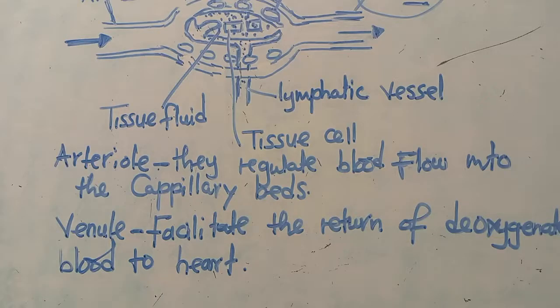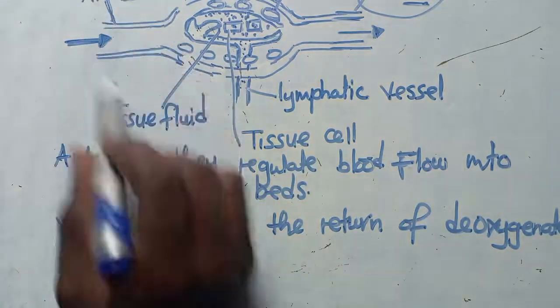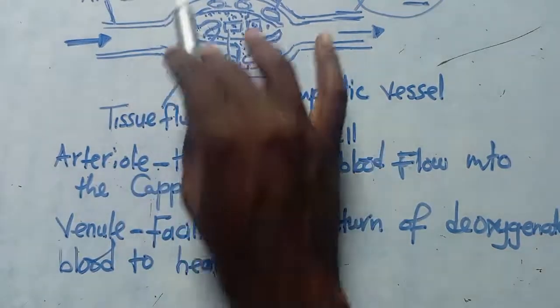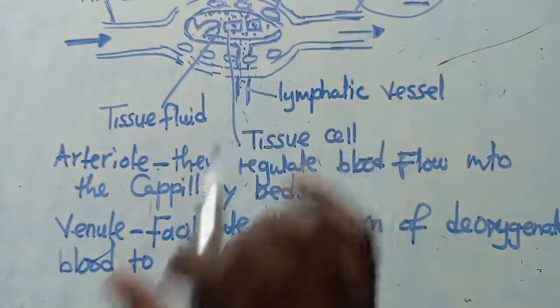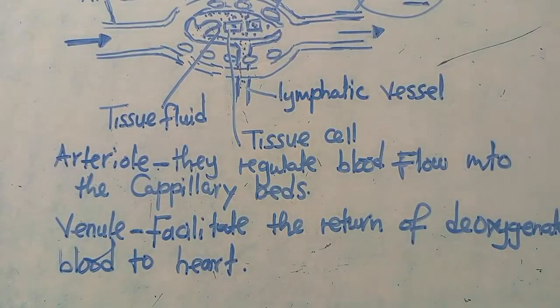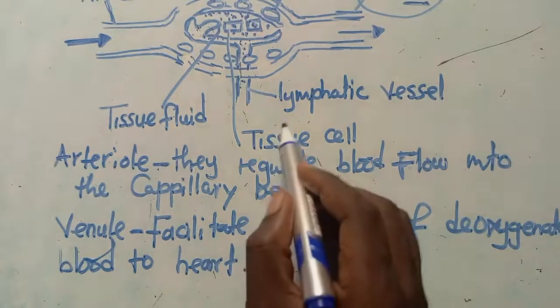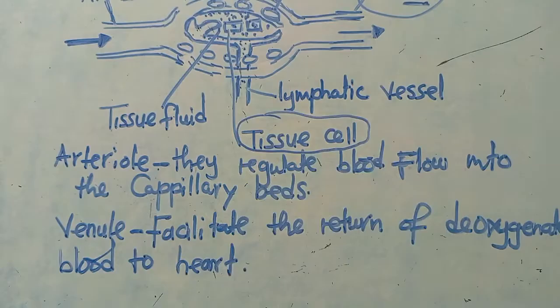So when blood from these arterioles reaches the capillary bed, this is a capillary, and the whole thing is what we are calling a capillary bed. When it reaches this capillary bed, you need to understand that there is what we call plasma, which is filtered out of the capillary into the spaces around the tissue cells. So this is an important point that we are supposed to write down.